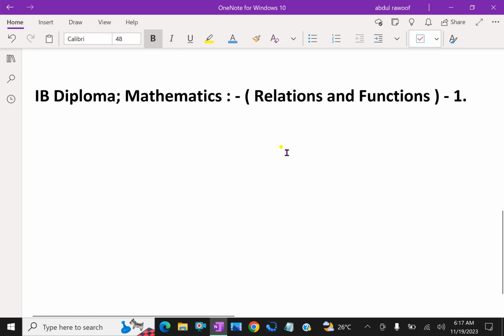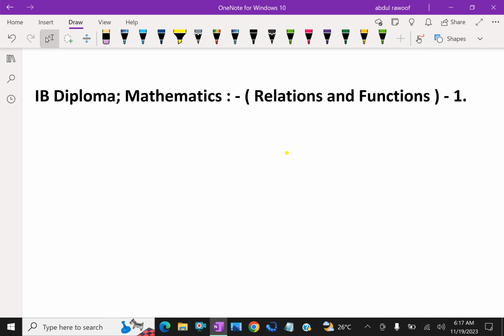First, we'll discuss the relation. What is a relation? A relation is often expressed in the form of an equation connecting variables x and y.